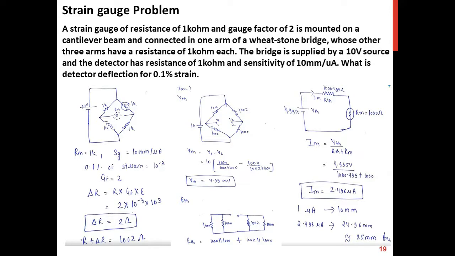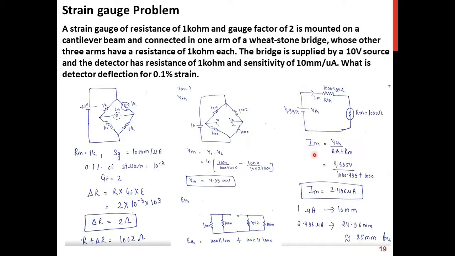Let's discuss the problem of strain gauge. Here we have a Wheatstone bridge with one active strain gauge, and we want to determine the detector deflection of the galvanometer for 0.1% strain. We simply use the gauge factor formula to determine the change in the resistance, and then put the change in the resistance in this resistance value, to determine the change in the voltage between V1 and V2. We apply the Thevenin equivalent formula, which also gives the resistance as a parallel configuration, and we end up with this circuit.